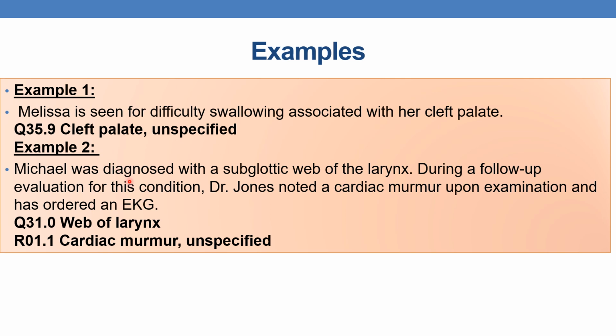Coming to the next example, Mitchell was diagnosed with subglottic web of the larynx. During a follow-up evaluation for this condition, Dr. Jones noted a cardiac murmur upon examination and has ordered an EKG. Here the patient has web of larynx, that is the congenital anomaly, and additionally the doctor noted a cardiac murmur, and this is not related to the web of larynx. So you need to code it additionally. The appropriate codes would be Q31.0 to indicate web of larynx, followed by R01.1, cardiac murmur, unspecified.